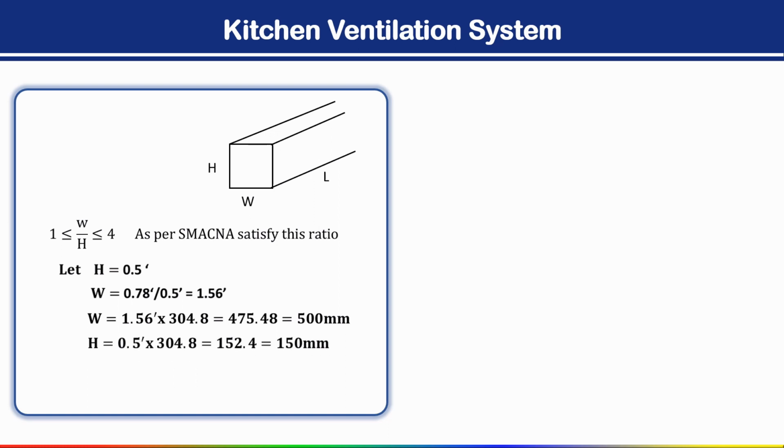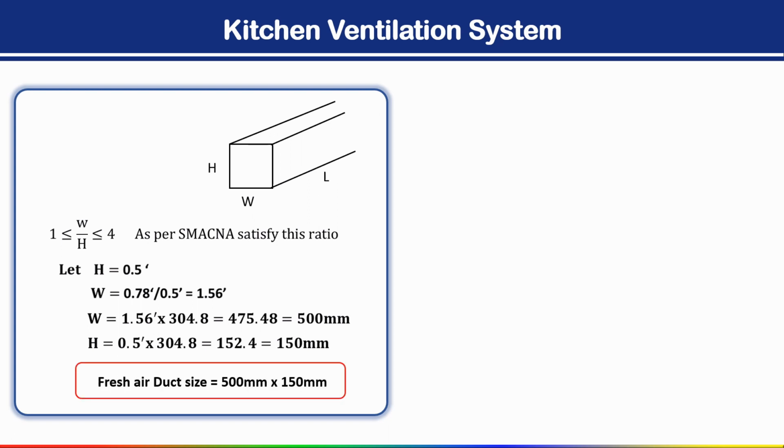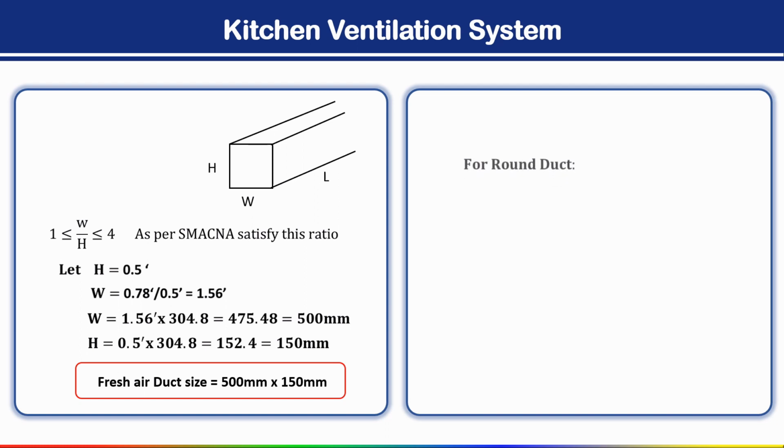Now see here, you have to calculate the ratio, width divided by height. When you divide, you get 3 point something. It means our ratio is coming less than 4. So the condition is satisfied and our size is correct. So the fresh air duct size we got is 500 mm into 150 mm.